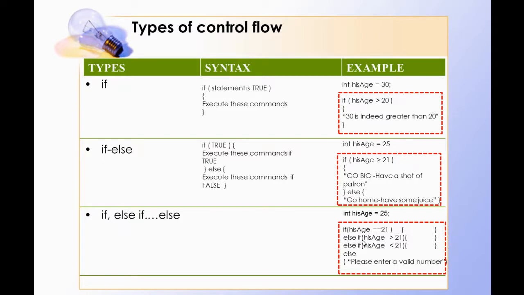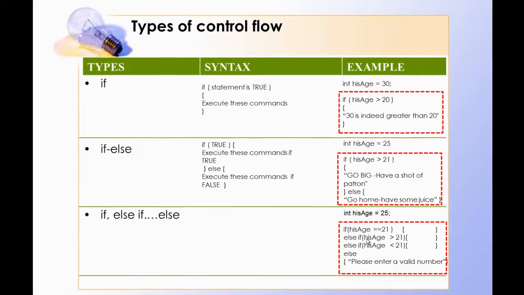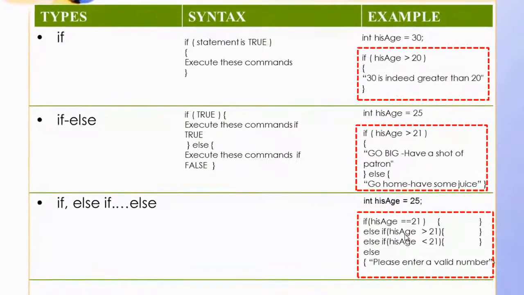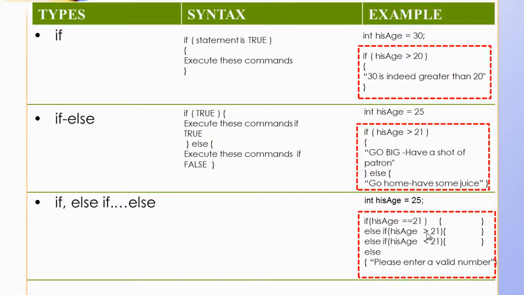You put else space if, and then inside the parenthesis you have another condition to test for. In this case, if his age is greater than 21, make him do something else. If you want to keep inserting more conditions, you just keep on putting else if. In this case I added another condition to test if his age is less than 21. If it is, make it do something here. We'll probably tell him to go home or something.